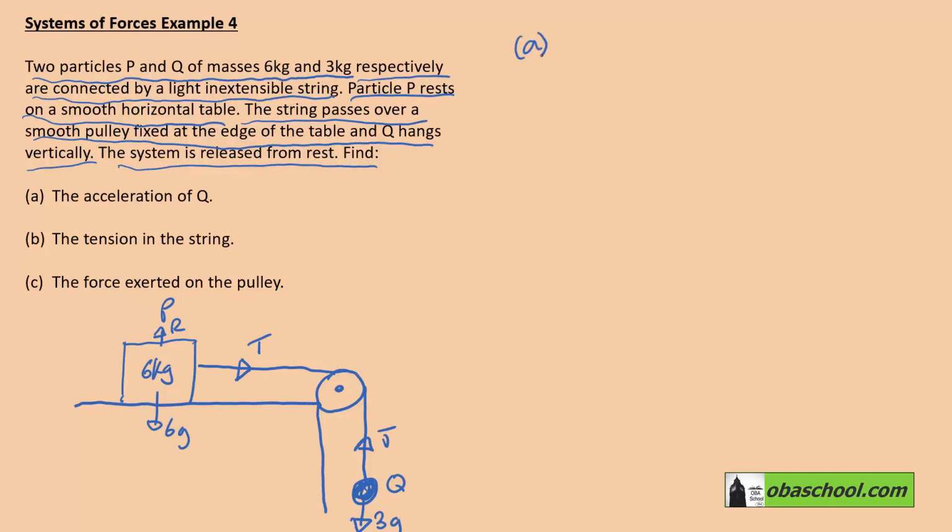So, if we look at Q, we have, using F equals ma, that 3g take away T is going to be equal to 3a. The acceleration will obviously be this way. Let's call that 1. If we look at P, we're going to get T, which is the only force acting horizontally, and therefore that's the resultant force, is going to be equal to 6a.